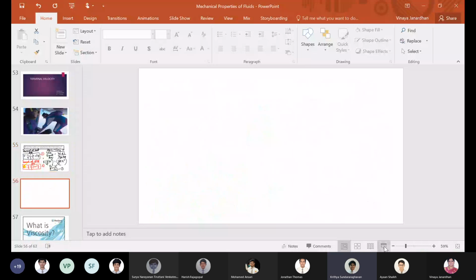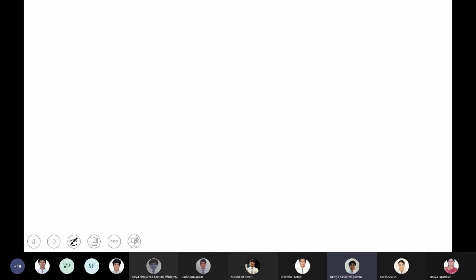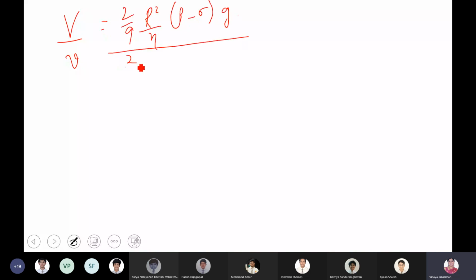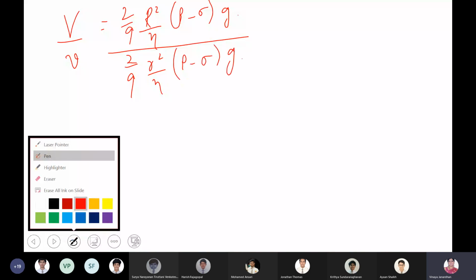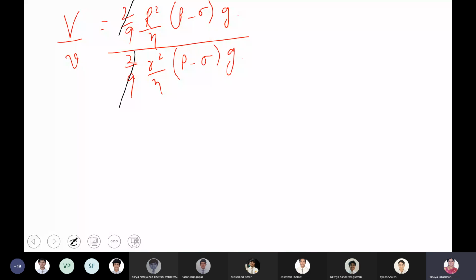I think the class is recorded, so we can see it. That's fine. So if I'm dividing capital V by small v, it is 2 by 9 r squared by eta, rho minus sigma divided by G, divided by 2 by 9 r squared by eta, rho minus sigma into G. So now what is the term which are going to get cancelled? So eta, rho, sigma. So V upon v becomes equal to R squared divided by r squared.